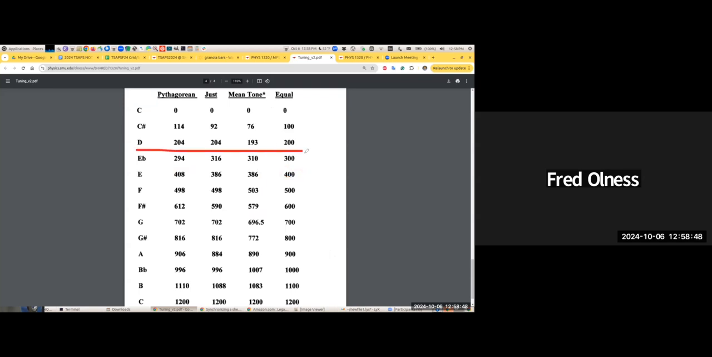Now let's look at the whole steps. Okay, so here's the whole step, the D. All right, and now this 204, that is the perfect 9-to-8 ratio. That's very good. Okay, and actually the equal temperament, that's not too far off. It's only 4 cents off at 200. And here's the mean tone.